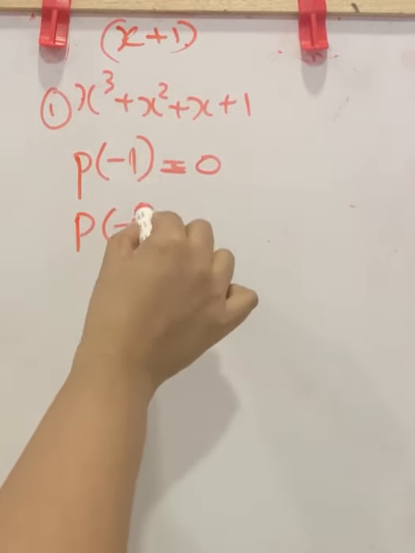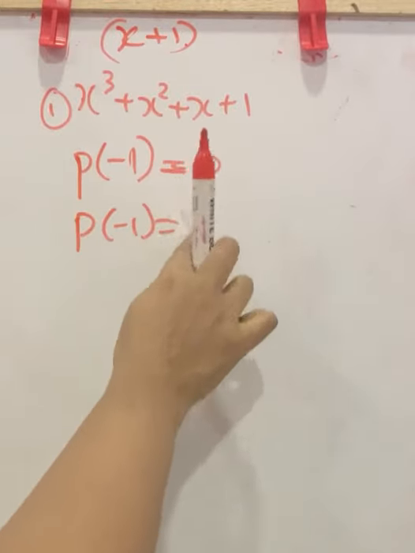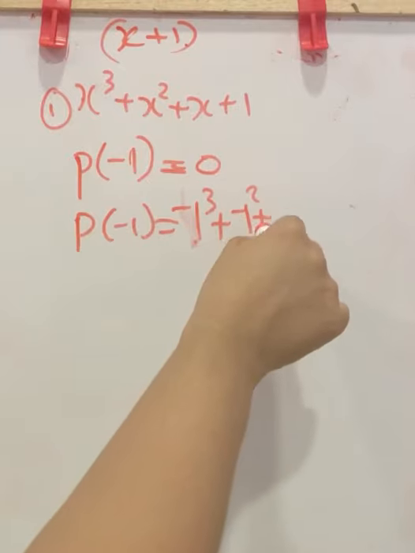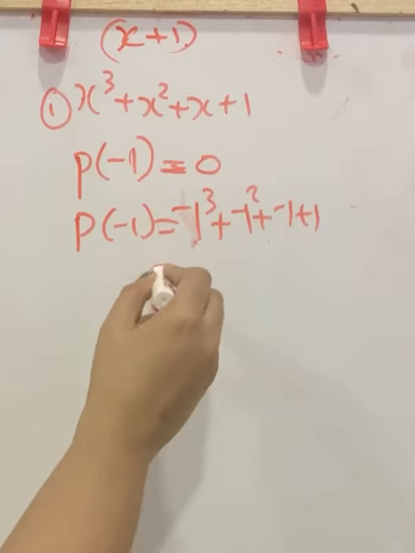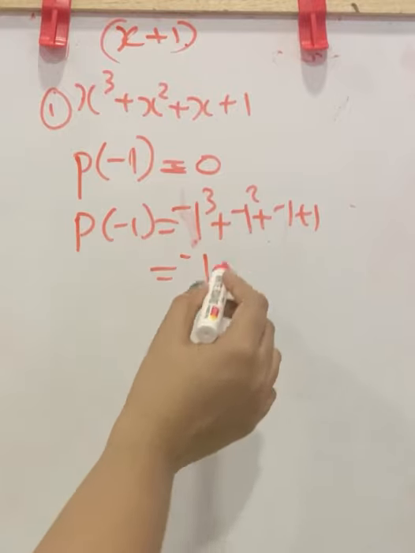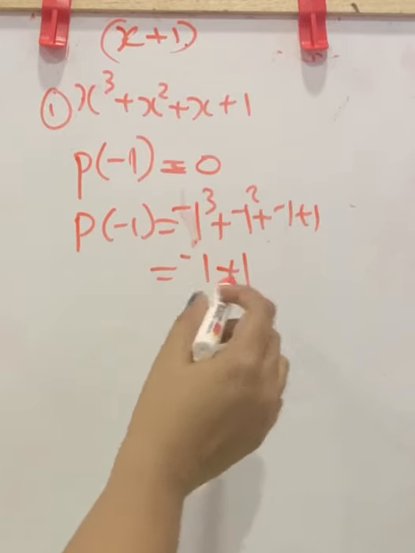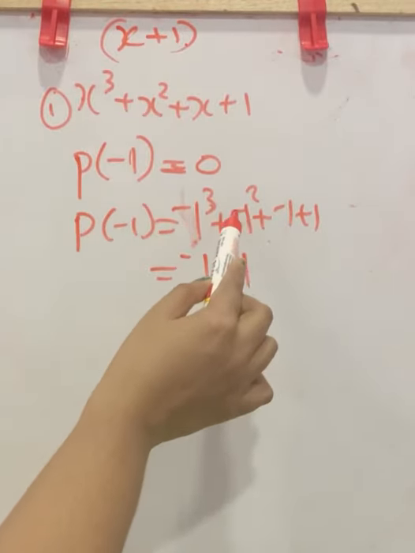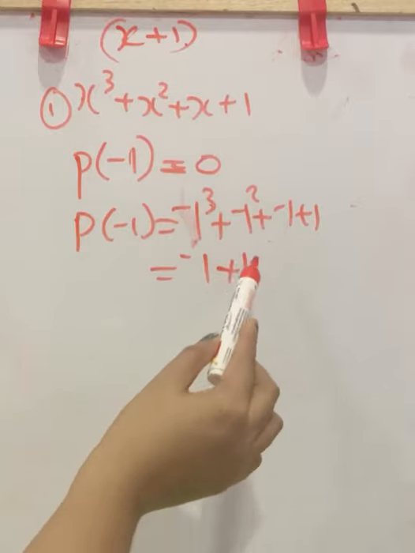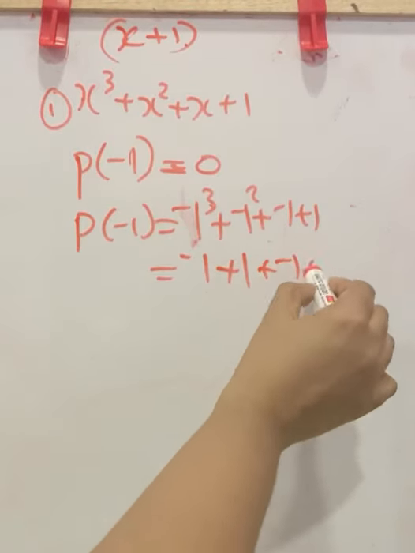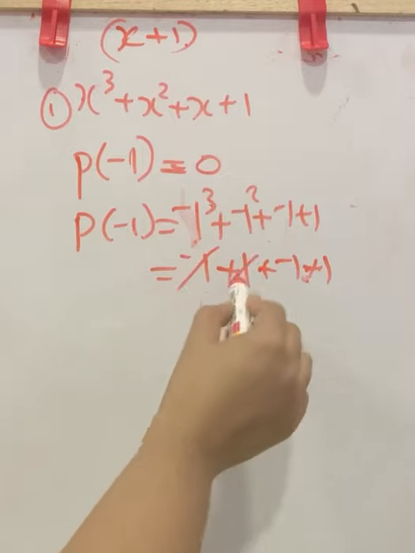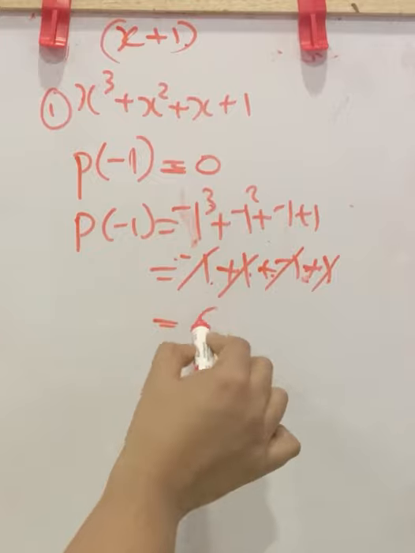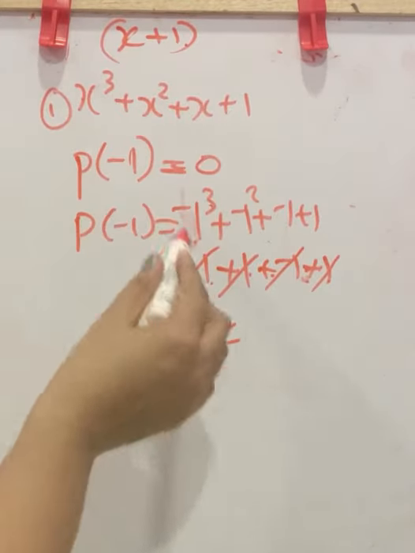So p of negative 1 is equal to x cube, which means minus 1 cube plus minus 1 square plus minus 1 plus 1. Here minus 1 cube is minus 1. Minus 1 square is plus 1. That is, minus 1 cube is minus 1 into minus 1 into minus 1, which is minus 1. Minus 1 square means minus 1 into minus 1, positive 1. Here we already have minus 1 and positive 1, which are additive inverses. These are also additive inverses, minus 1 and plus 1. So the result is 0. Yes, we got p of minus 1 is 0.